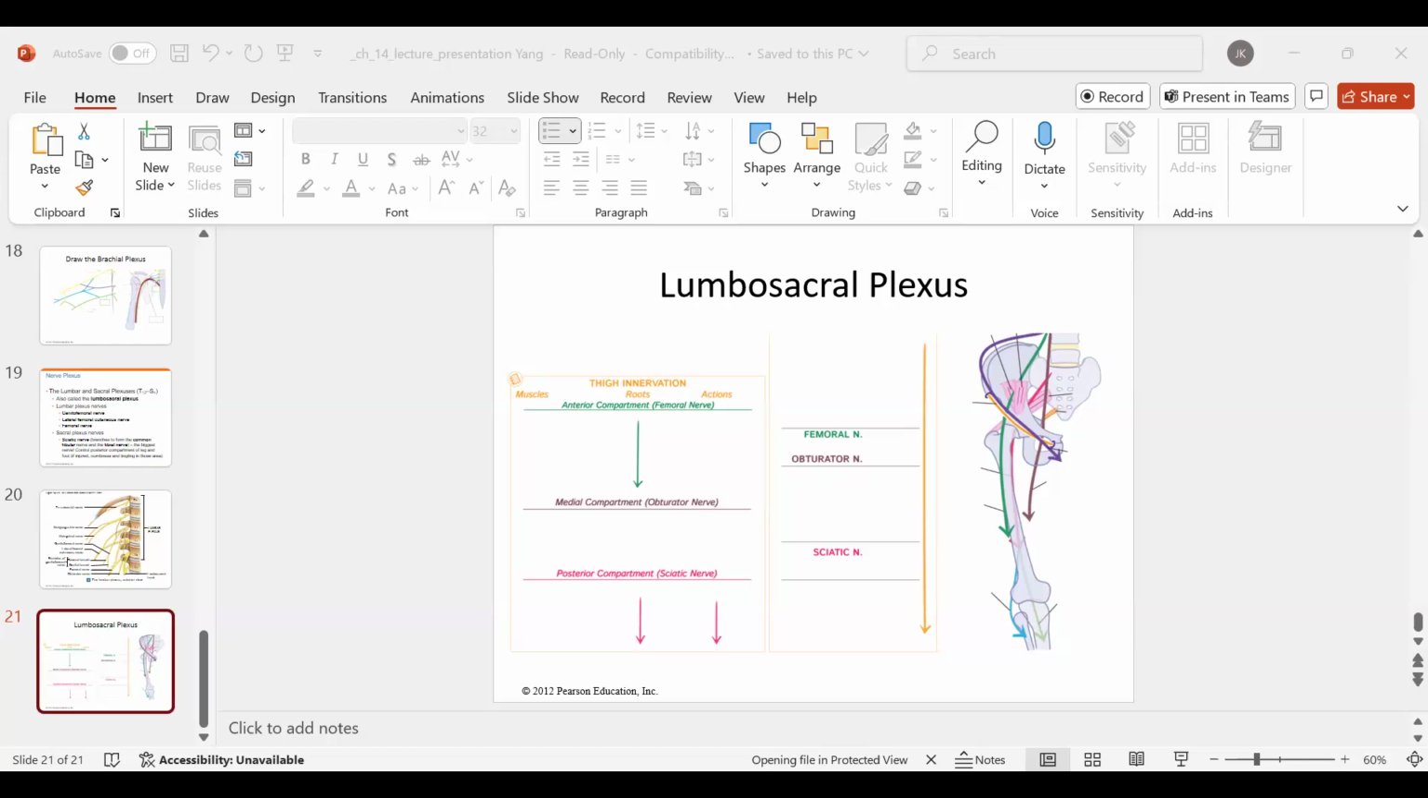Next, show that we'll establish the key muscles, roots, and actions of each of these nerves. First, indicate that the femoral nerve innervates the quadriceps femoris muscles, which are rectus femoris and the vastus muscles, vastus medialis, vastus intermedius, and vastus lateralis. They provide knee extension, which is key to walking downstairs.